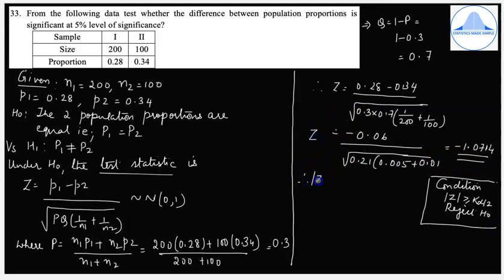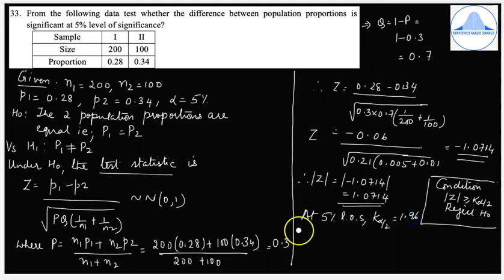So therefore, modulus of Z is modulus of minus 1.0714, which is equal to 1.0714. And here in the given part, let me also include alpha is equal to 5%. So at 5% level of significance, K alpha by 2 is equal to 1.96. The last step is the conclusion.